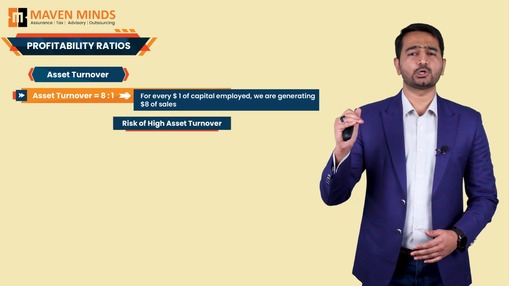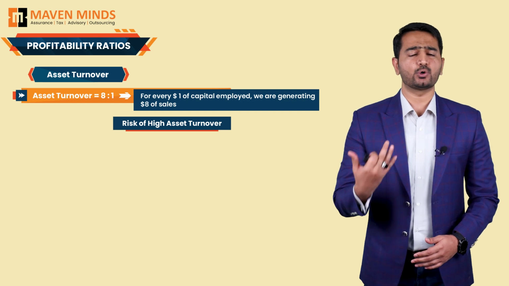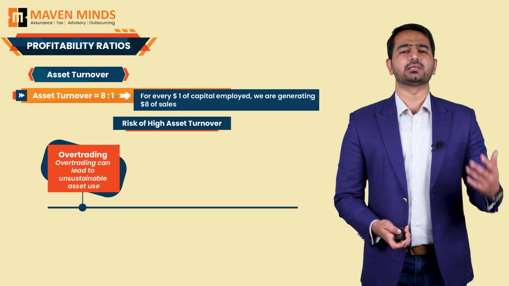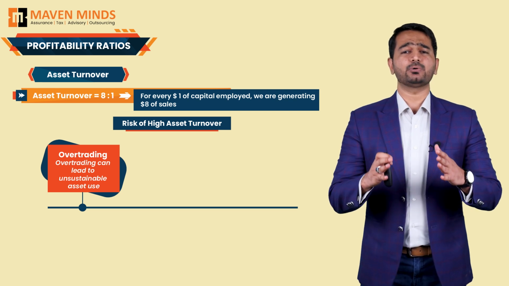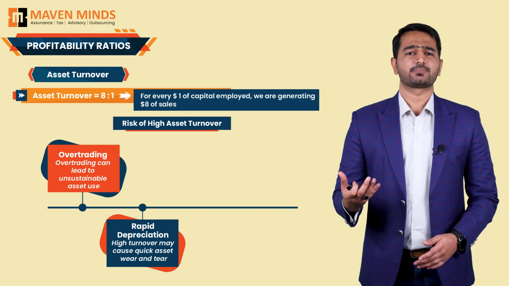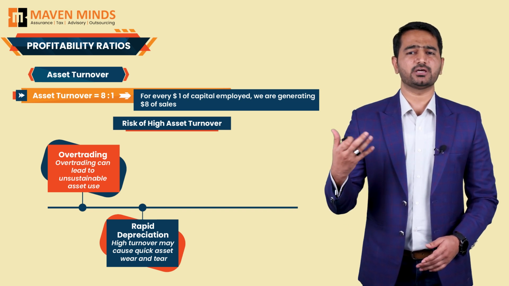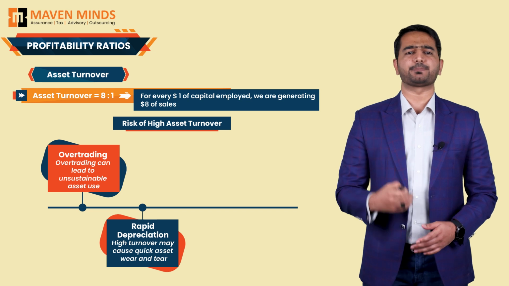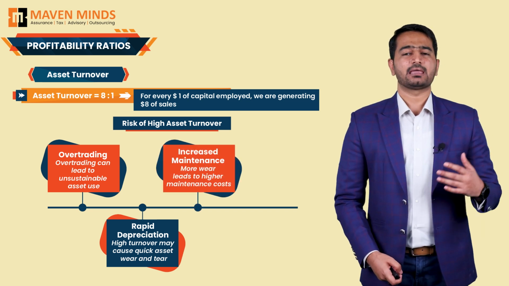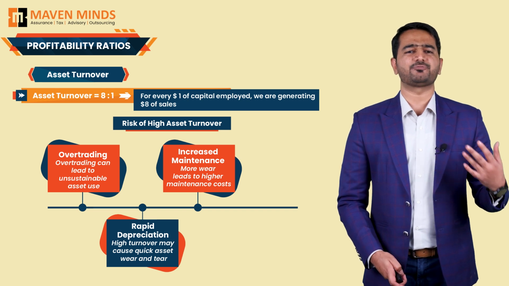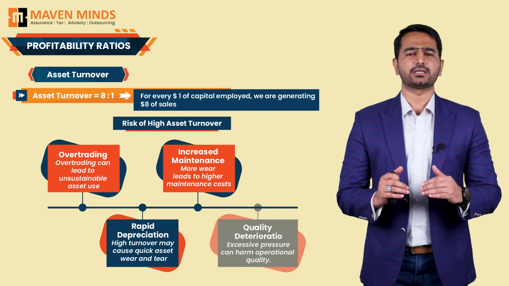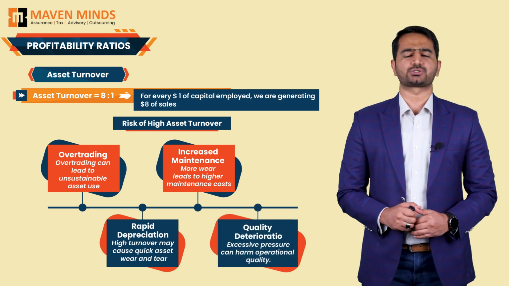A high asset turnover may indicate that the company is overtrading, that the company is overutilizing its assets beyond sustainable limits. And this can lead to rapid asset depreciation. Rapid depreciation is problematic because it can lead to faster wear and tear of our plant, machinery and equipment. Rapid depreciation of assets increases the maintenance cost and the need for premature replacement of assets. Also, the quality of operation may deteriorate due to excessive pressure on resources.